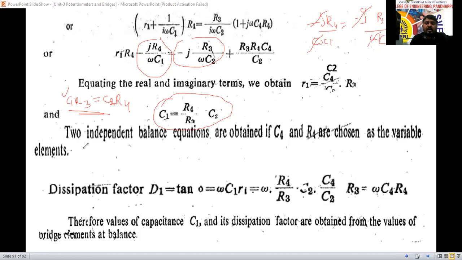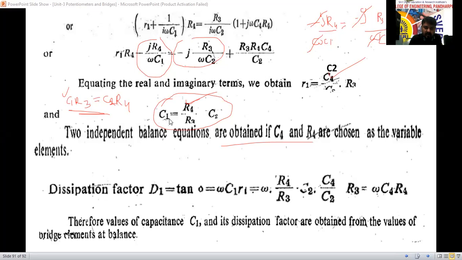So two independent balance equations are obtained if C4 and R4 are chosen as variable here. C4 is variable and R4 is variable. To reduce the dielectric strength or loss, we are going to use the dissipation factor, that is called D1 equal to tan delta. Whatever the quality factor is there, same as in the capacitance, we are going to call it the dissipation factor here. Tan delta equal to omega C1 R1 we are going to use.